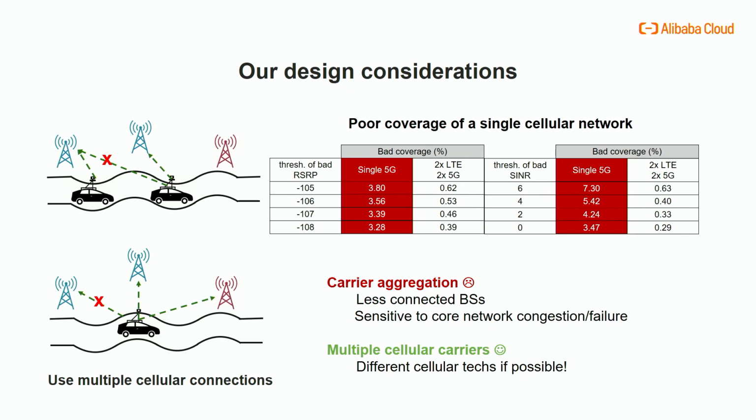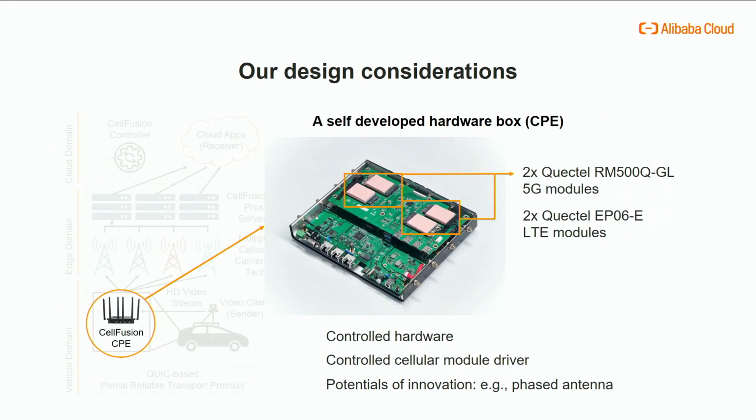Firstly, we choose to use multiple cellular connections to leverage infrastructure diversity. Consistent with prior video streaming performance findings, we found that weak coverage of any single carrier is common. But by using 4 cellular connections at the same time, we may reduce the percentage of bad coverage by up to 1 order of magnitude. We also note that we favor multiple cellular carriers over carrier aggregation to connect to as many base stations as possible and survive failures in carrier core networks.